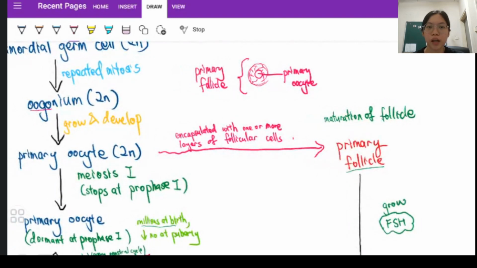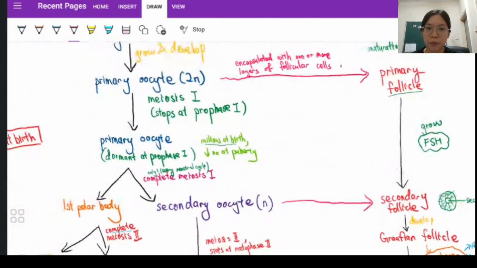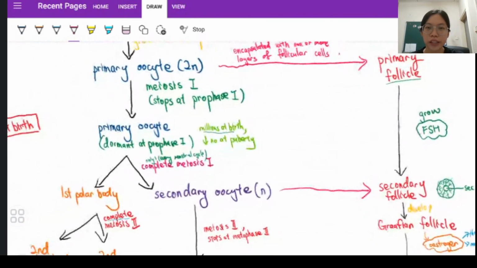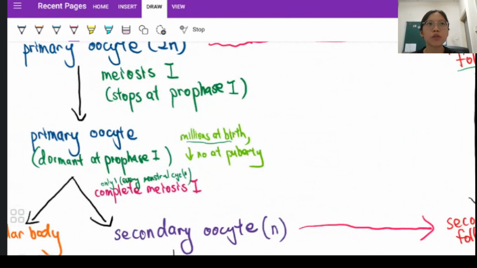Okay, so after that, this primary oocyte, basically after the birth of the girl, accumulates millions at birth. But when it comes to reaching puberty, like 12, 13 years old, the number of primary oocytes will decrease. Most of these primary oocytes are still dormant in prophase 1. But when it reaches puberty, that's where we start to experience the menstrual cycle.